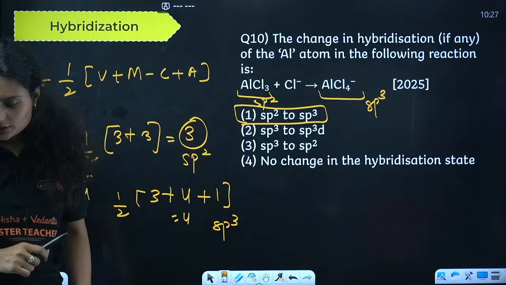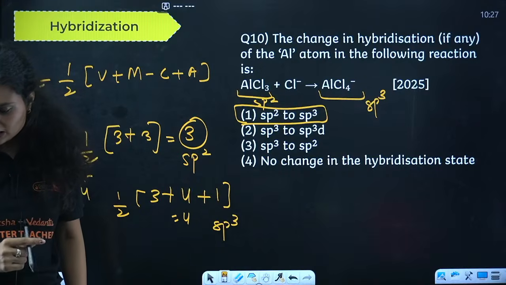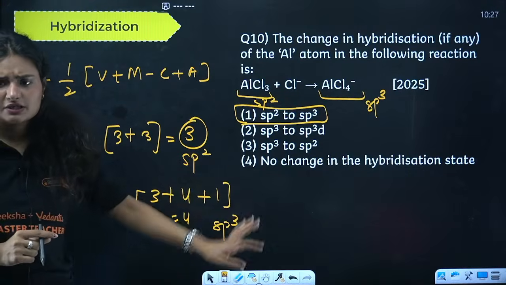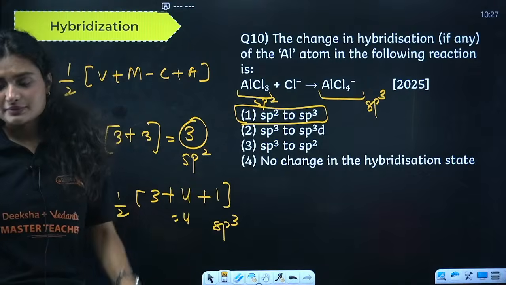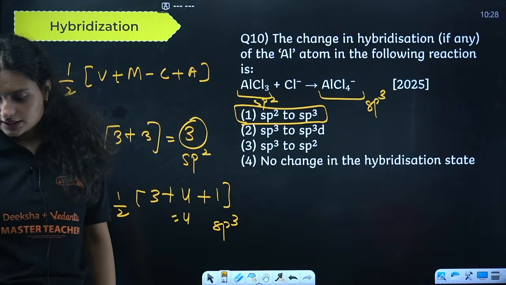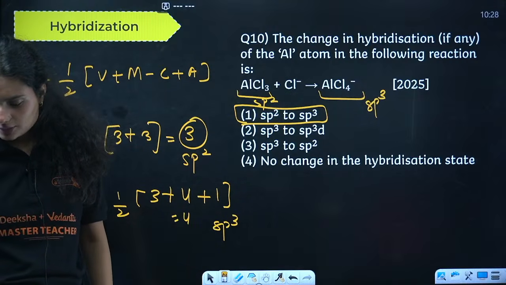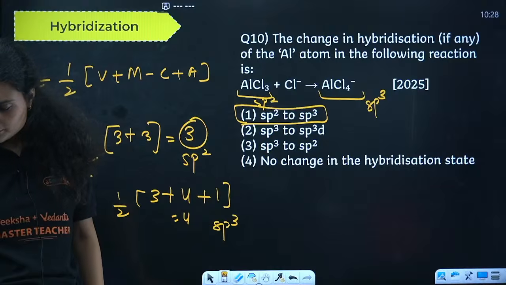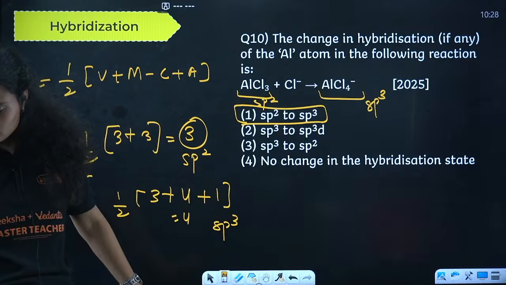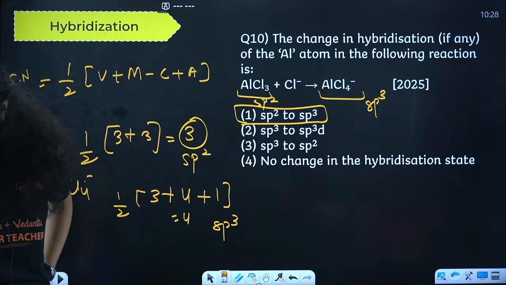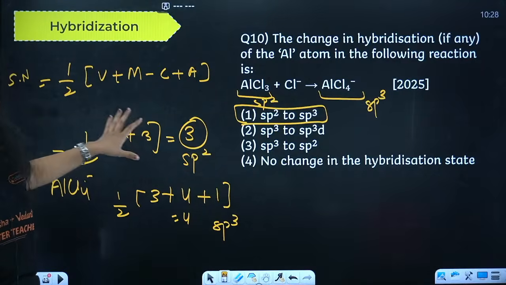Not C, Bhagya. Again, FF gamer, okay, A, D. No change in hybridization state. There is a change in hybridization state. Yes. Kani, FF gamer, again Anmol, Chandana, Shankar. Good, Bhagya. Okay. Yes. So how do you calculate hybridization?